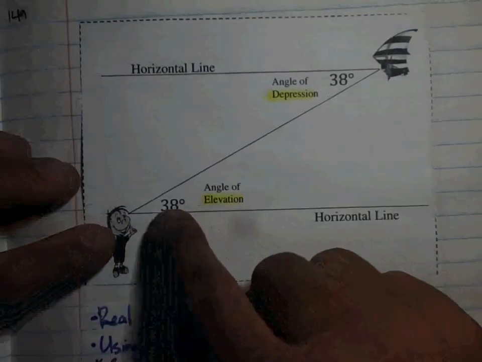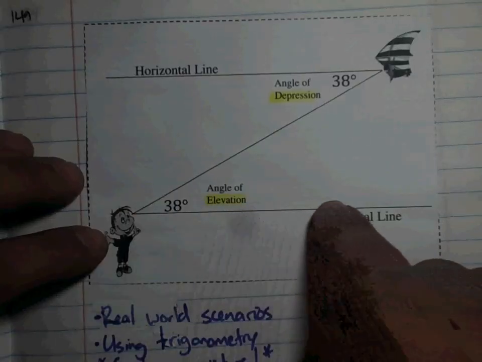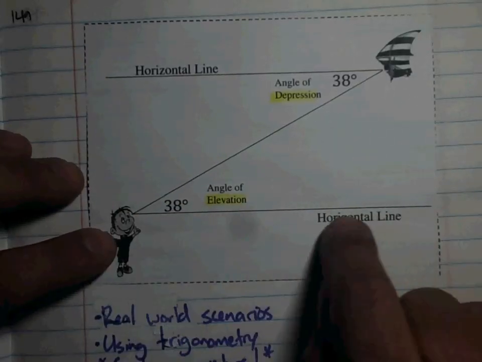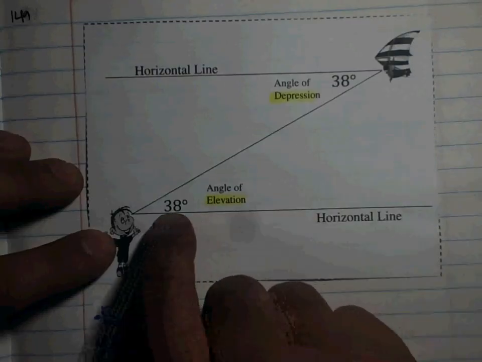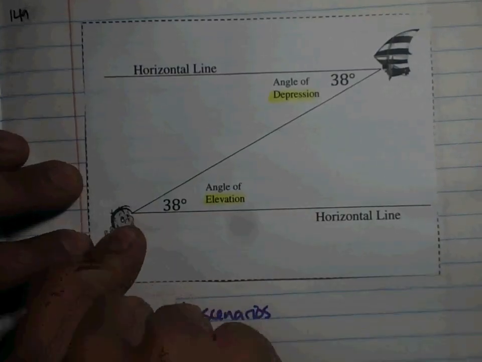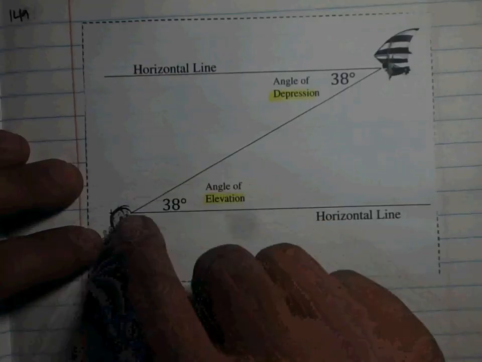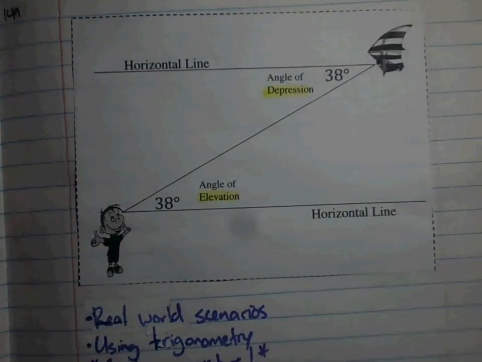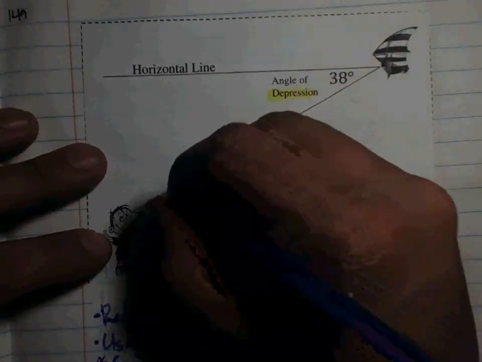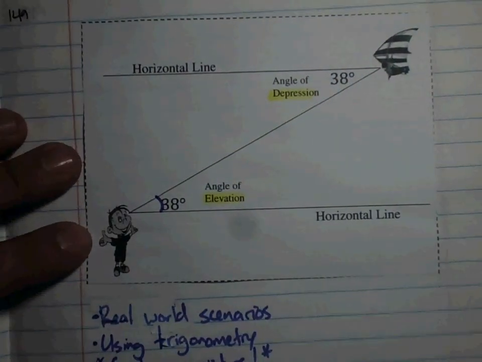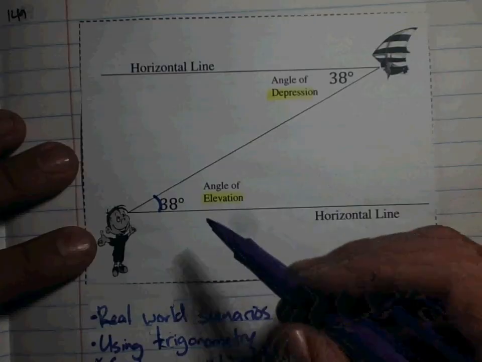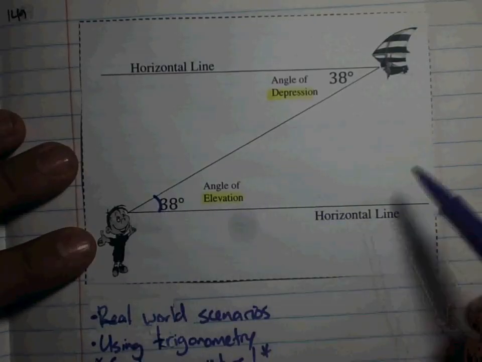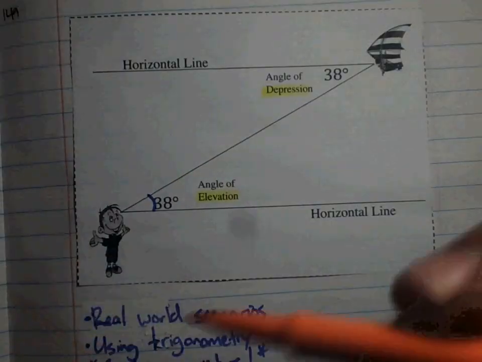The angle it creates from where his eyesight is, because that's where this horizontal line is pointing, well, the angle he tilts his head to look up is 38 degrees. So, nothing too crazy, pretty straightforward. You've seen this before. This is 38 degrees. Because this is a horizontal line, it creates this right triangle.